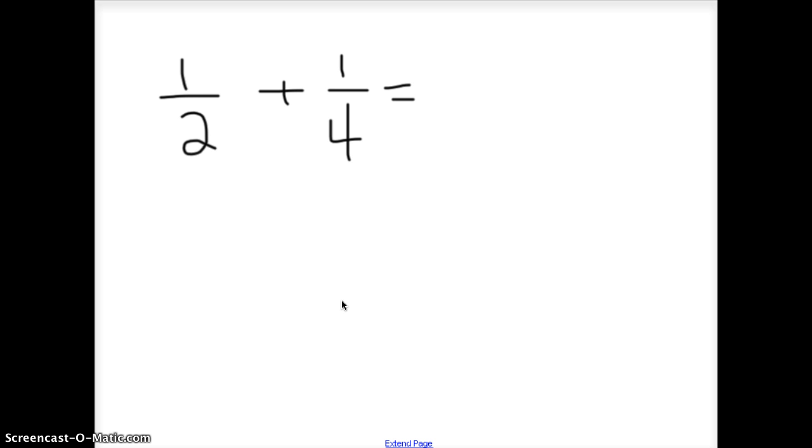Most of your homework has denominators, the 2 and the 4 in this example, that are the same, so you can easily just add your numerators. But in this example they're not the same.